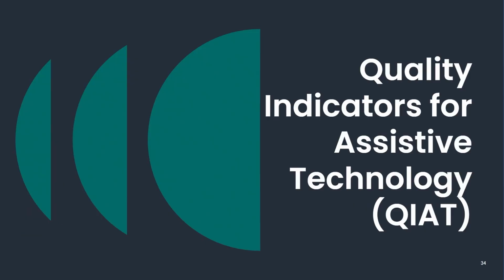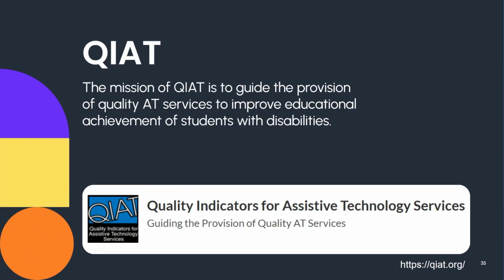So we get our guidance from what we call QIAT, which is the Quality Indicators for Assistive Technology. QIAT is a national grassroots group that developed a set of widely acceptable quality indicators and tools to help educators, service providers, consumers, and policymakers ensure that students with disabilities receive high-quality assistive technology services. This initiative began in the summer of 1998.